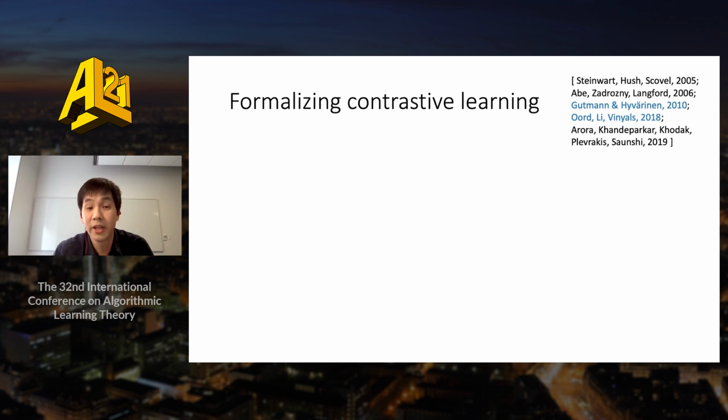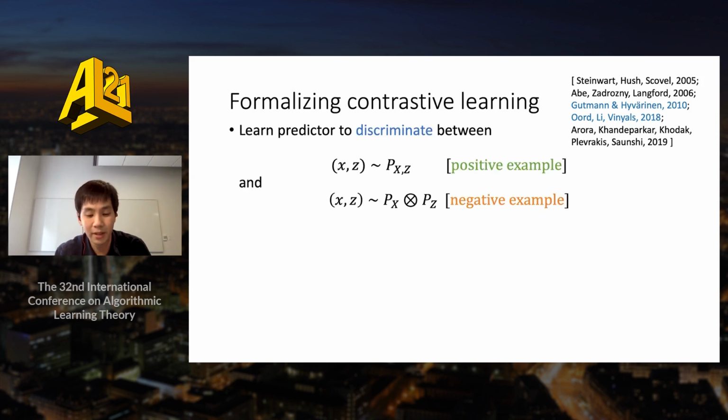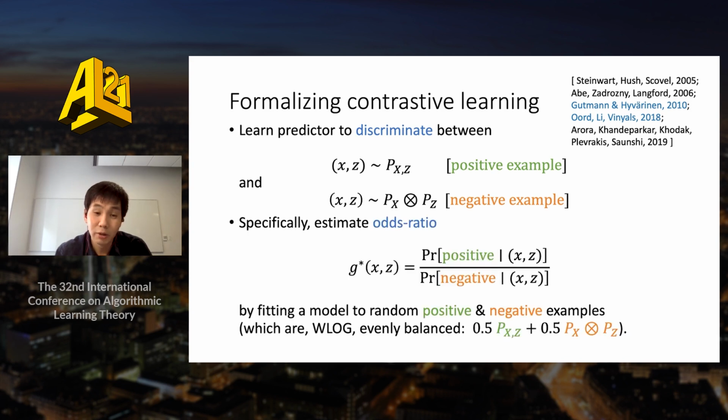We use the following formalization of contrastive learning, which has appeared in a number of prior works in various guises. Here, x and z represent two parts of an unlabeled example, and we assume that they are drawn from some joint probability distribution. The goal of contrastive learning is to learn to discriminate between positive examples, which are pairs drawn from the joint distribution, from negative examples, which are pairs drawn from the product of marginals. A common way to do this is to try to estimate the odds ratio function, denoted here by g star, which gives the ratio of the conditional probability that a given pair is a positive example to the conditional probability that a pair is a negative example.